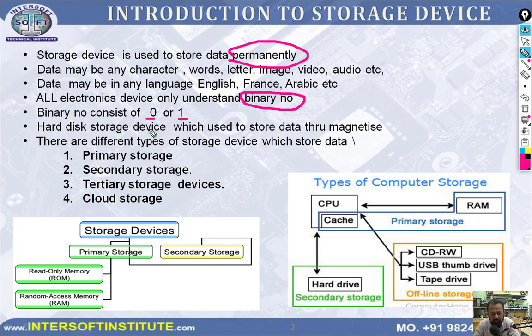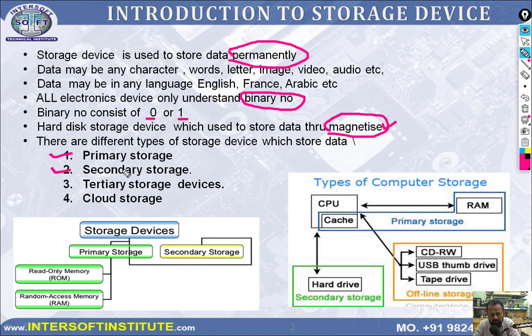A hard disk is a storage device which is used to store data through magnetism. In a hard disk, data is stored in magnetic form. There are different types of storage devices. First of all is primary storage, which is faster than secondary storage. Primary storage is faster but limited. If you want to store more, then you have to use secondary storage.